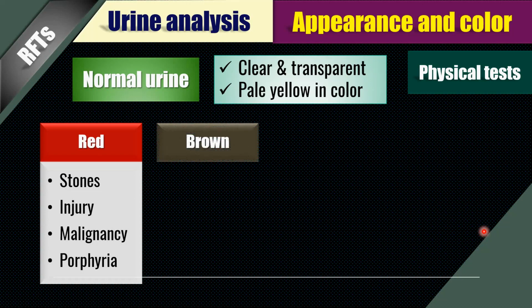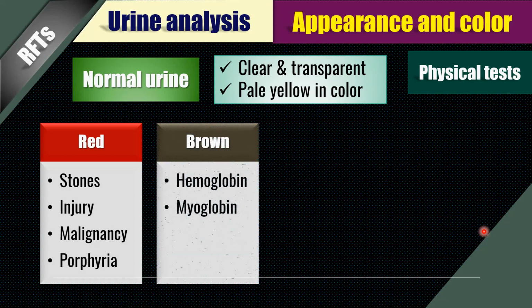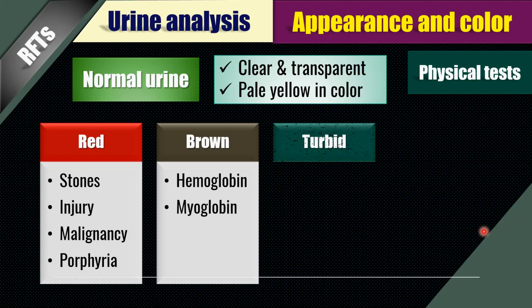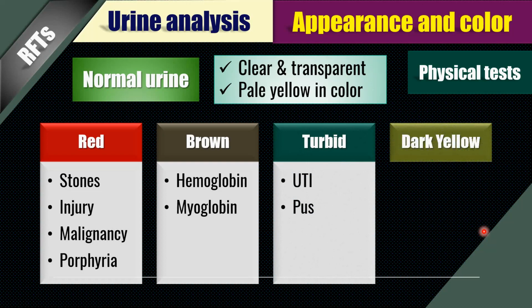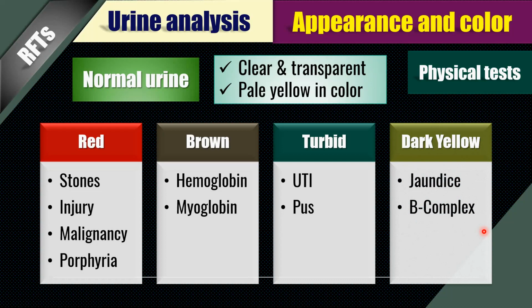Suppose the color of the urine is brown, then it is due to hemoglobin and myoglobin, because hemoglobin will be oxidized and degraded to acid hematin and it will be brown in color. So urine looks somewhat brown in hemoglobinuria or myoglobinuria. If urine appearance looks white and turbid, then you should suspect urinary tract infection due to pus cells. If the urine is dark yellow in color, then it might be due to jaundice, specifically obstructive jaundice.